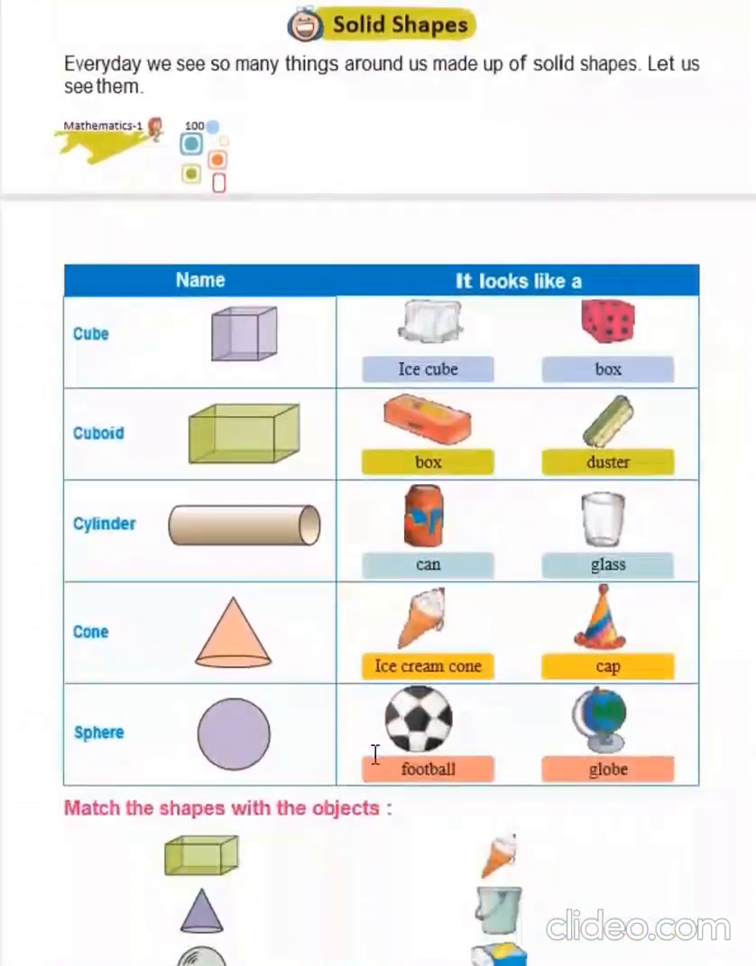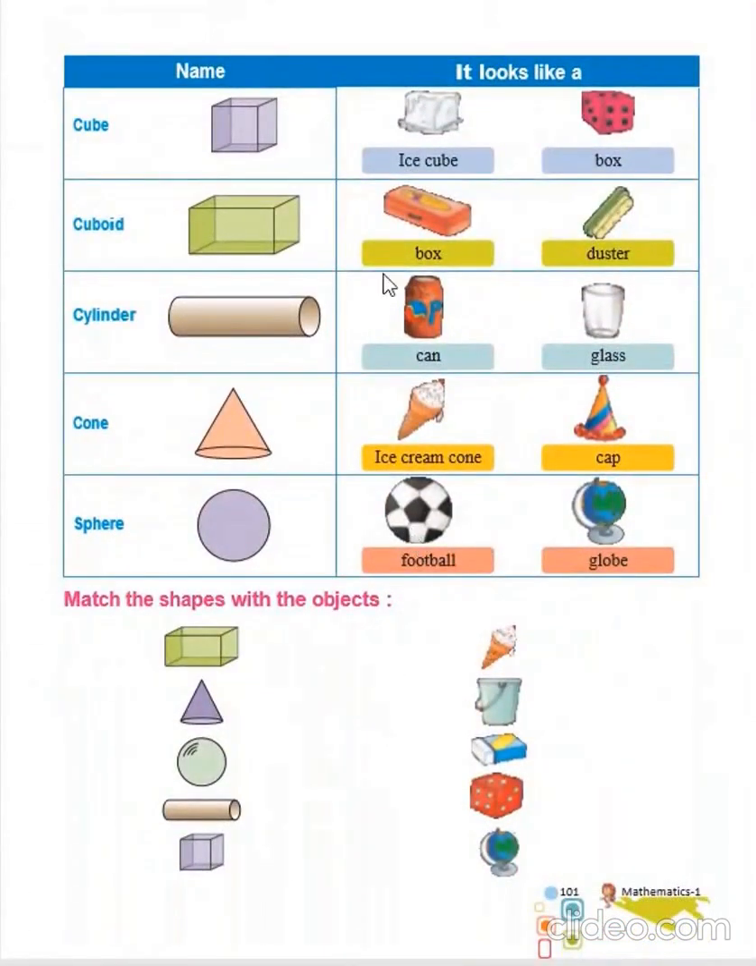Look at this. This is an ice cube. This is a dice. They are cube in shape. Box and duster. These are cuboid. Can and a glass are slender. Ice cream cone and cap are cone. Football and globe, these are sphere.